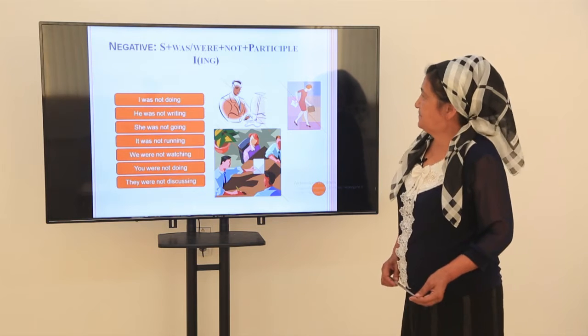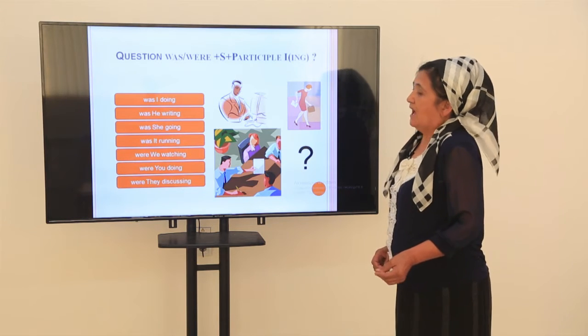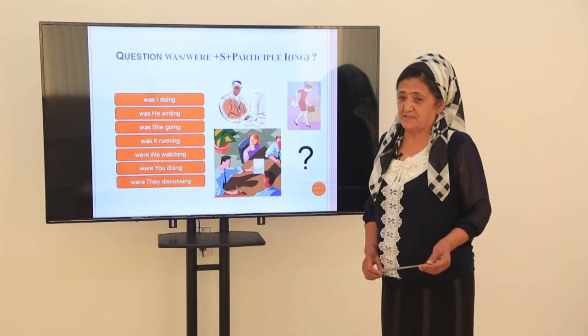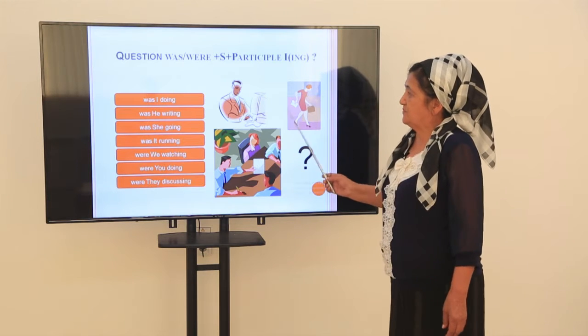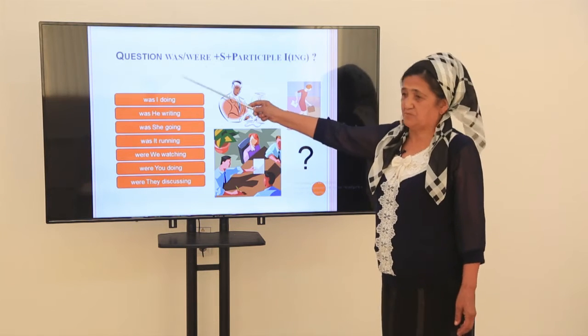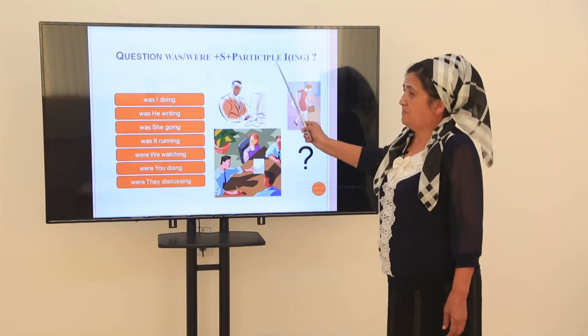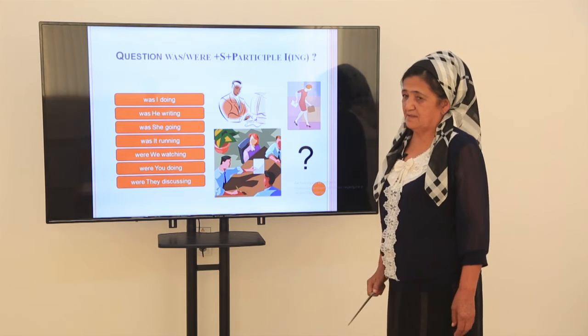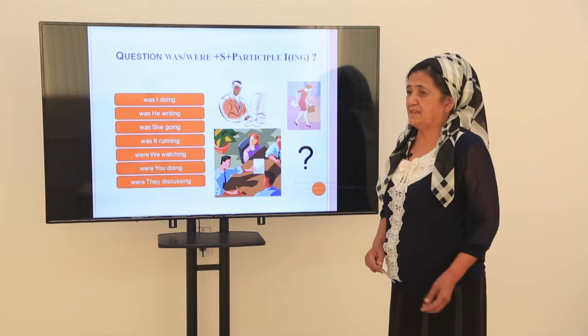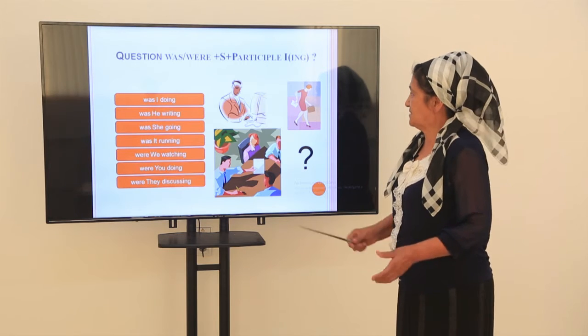And now, how can we make questions? Making questions, we put the auxiliary verbs was, were before the subject and put the main verb to be plus ing. It is in the past continuous.